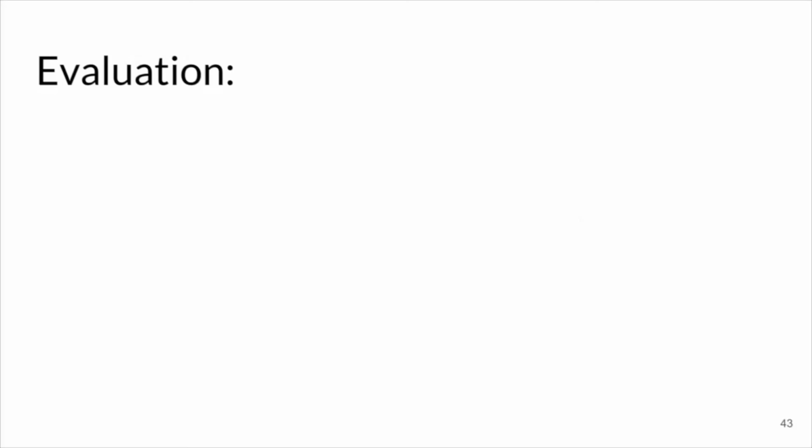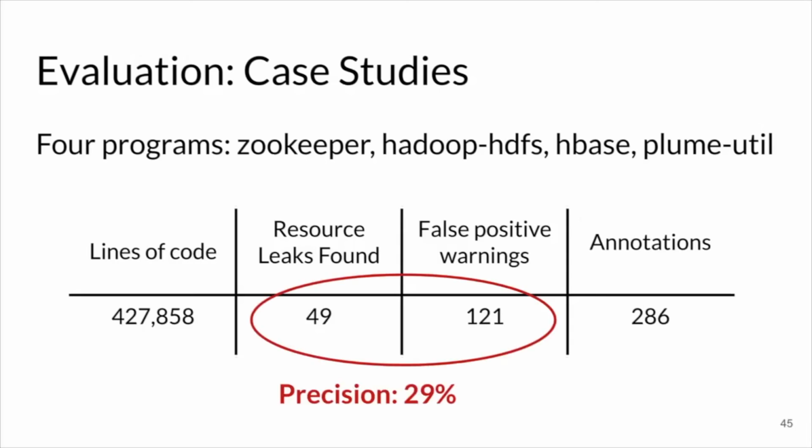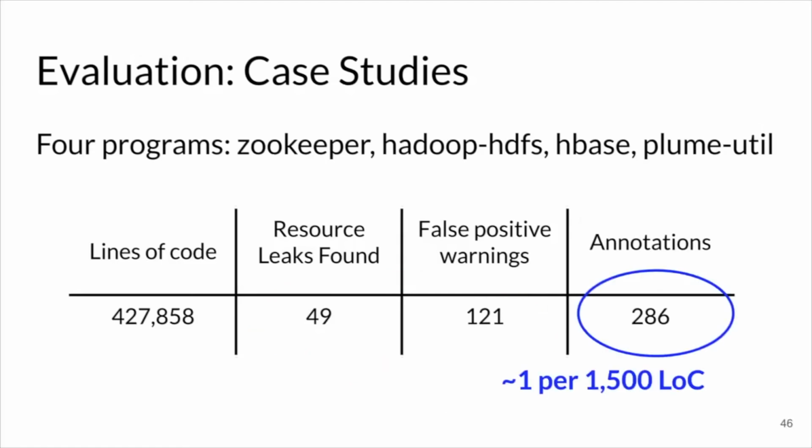Finally, I want to talk about how we evaluated the tool that we actually built, which was for the Java programming language. One of the things we did was we did a series of case studies, including the programs that are listed there. We found 49 real resource leaks in these programs. The precision of the approach in these examples was about 29%. I'll come back to that later and how that compares to other extant approaches. And we had to write about one annotation for every 1,500 lines of non-comment, non-blank code. And these are annotations like the @Owning annotation that I mentioned earlier.